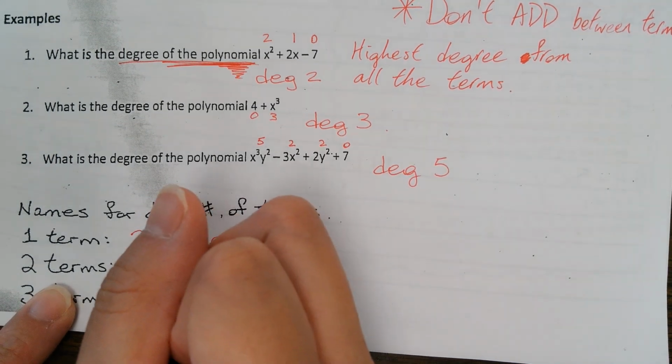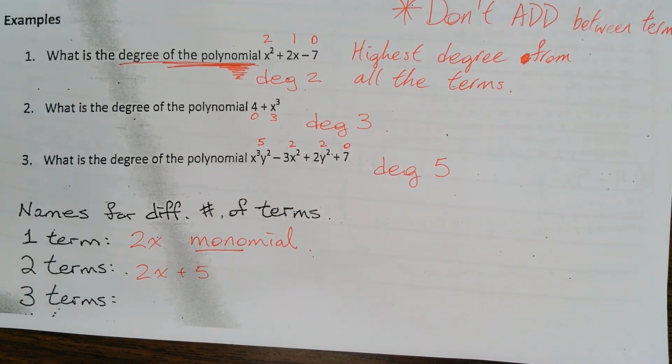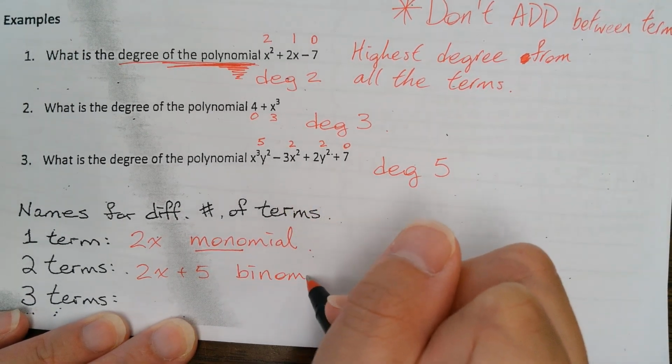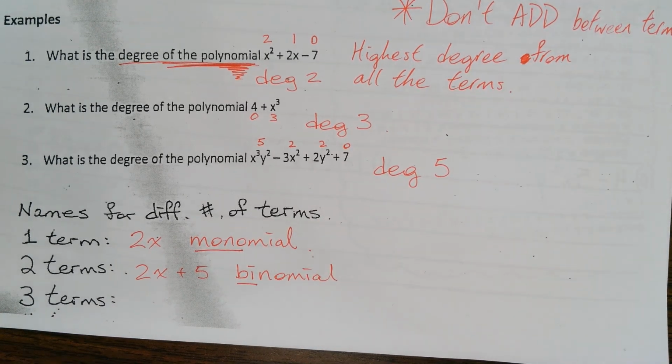So, mono means one. So, one term. Okay, 2 terms. So for example, 2x plus 5. That's an example of 2 terms. And what do we call 2 terms? Binomial. Wow, you guys are good. Binomial. Think of bicycle. Bicycle has 2 wheels. Bi. That's why it's called binomial.